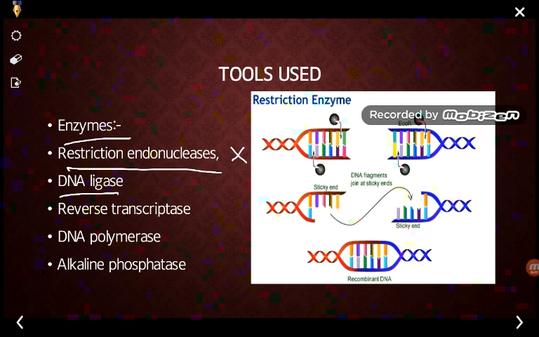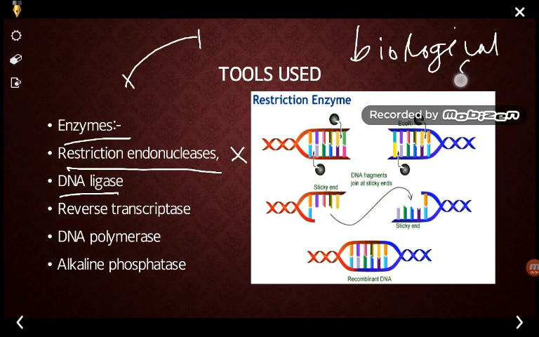Restriction endonucleases are normally used to cut the DNA at a specific point. If the DNA is present and we have to cut it at a specific point, then we require certain enzymes, and these enzymes are called restriction endonucleases. They are called the biological scissors.